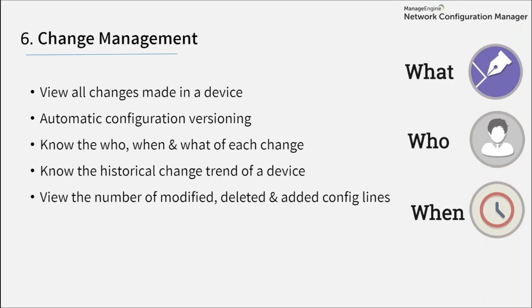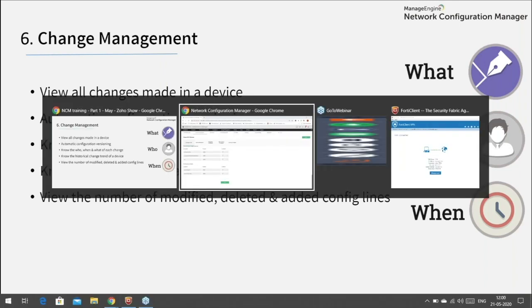Then let's move on to change management. The change management module in NCM helps you with information like when the configuration file was changed, who changed it, and what exactly was changed in the configuration. It also has an automatic configuration versioning system where every time a user makes an edit and backs up the configuration file, it is immediately versioned and stored in the database. It also shows the change trend of a particular device. And there is also something called a diff view, where you can see the difference between two different versions of a configuration file.